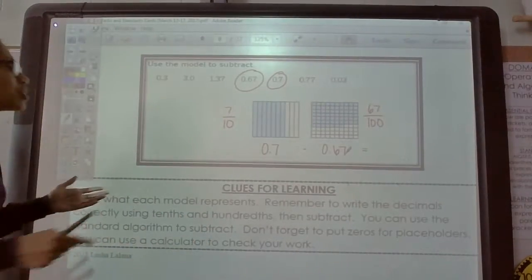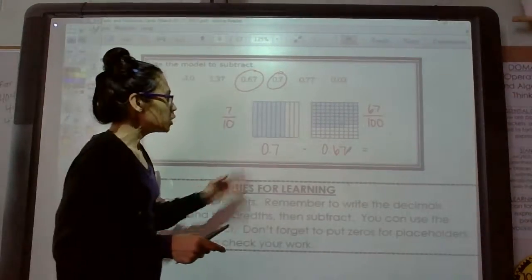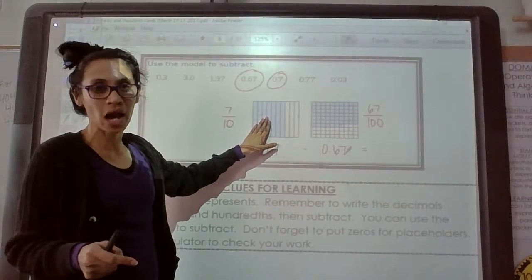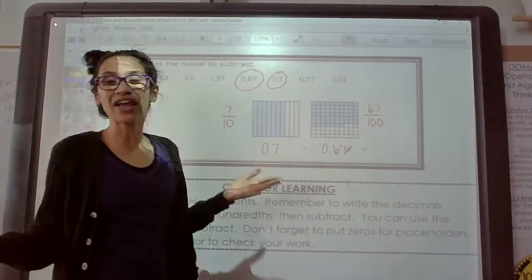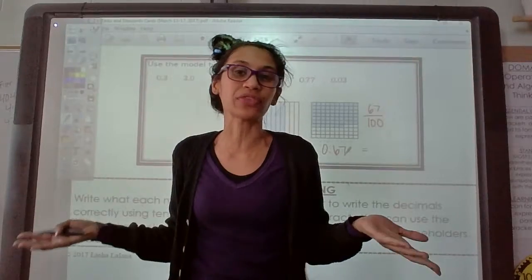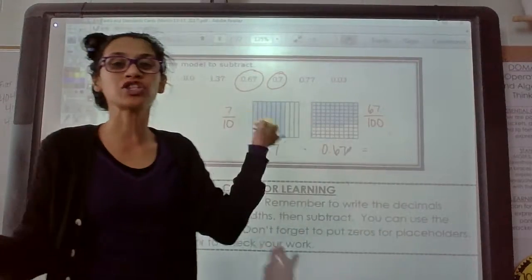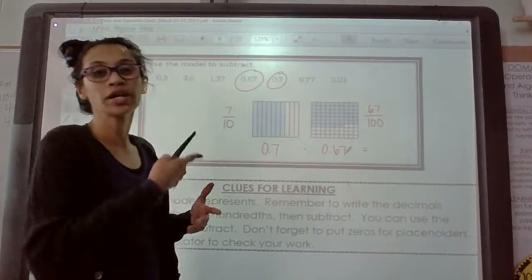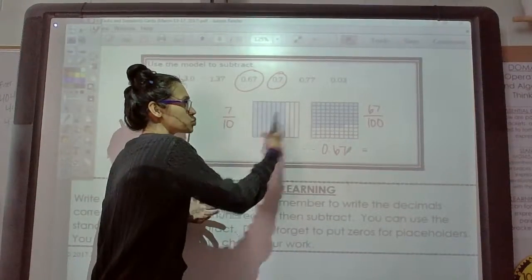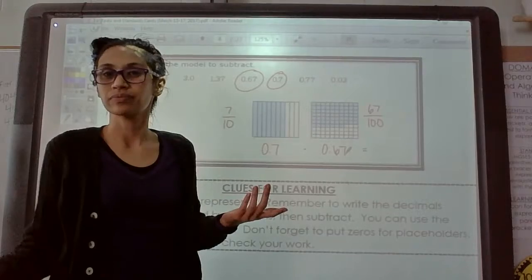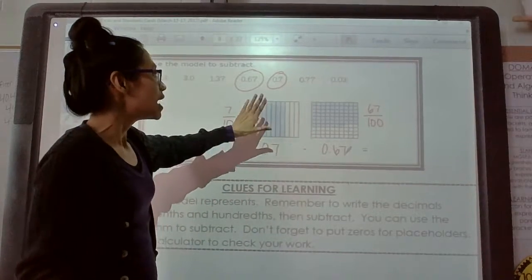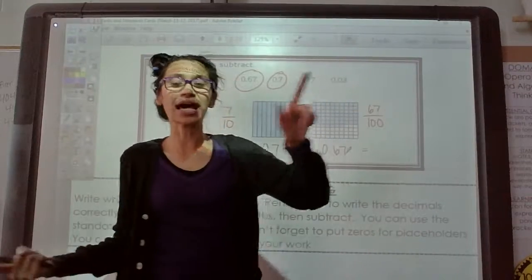All right, let's look at the model. Now, we cannot take these pieces away from these pieces. Why not? Because they're not the same size pieces. How can I turn them into the same size pieces? So I need to change one of the models. Would I change this one or this one? Which one would I change? I would change this one. So I have tenths here. How can I make this look just like that?